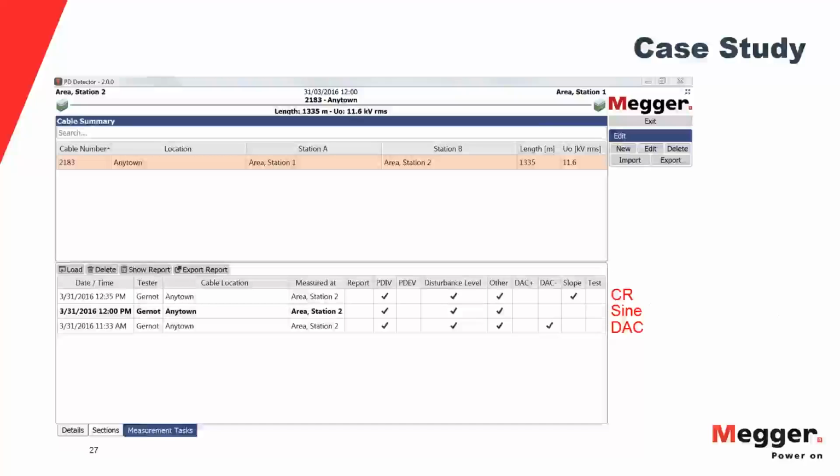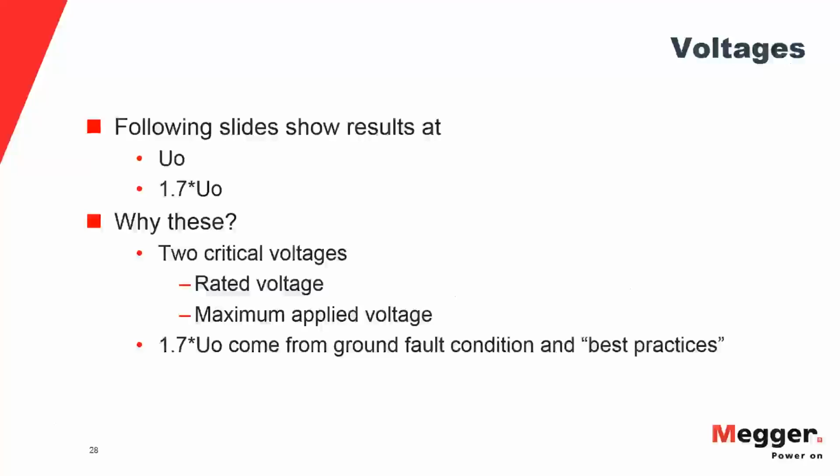So moving on to our case study now, we have this cable here, and in this order, we did damped AC, sinusoidal, and cosine rectangular testing, all on the same piece of cable on the same day, all within about an hour of each other. So it's a very representative sample. The following slides show the results at rated voltage and at 1.7 times rated voltage. Why these two values? These two are very critical voltages. We want to make sure that there's no PD at rated voltage, and we want to see the record at the maximum applied voltage. So there are measurements done at different voltages on here, but these are the two that I picked for this presentation.